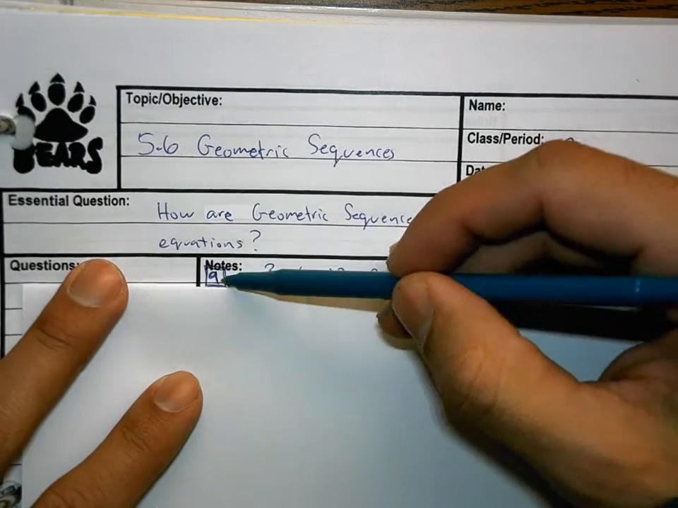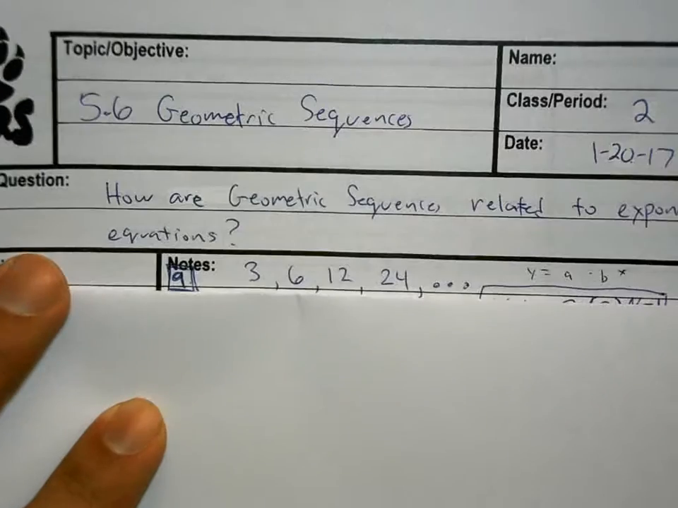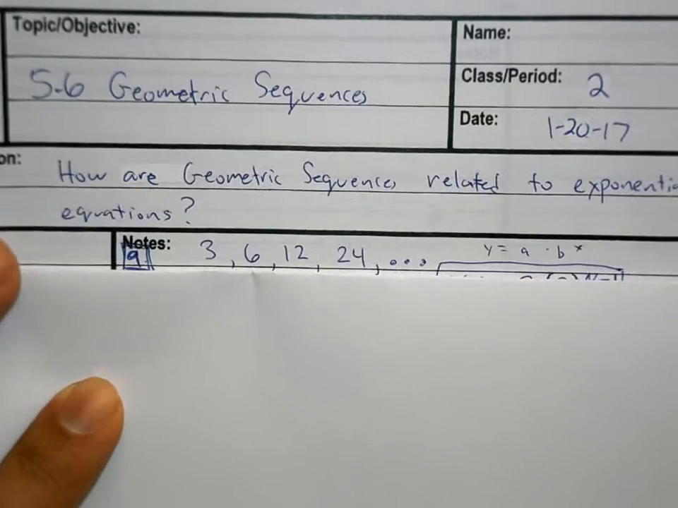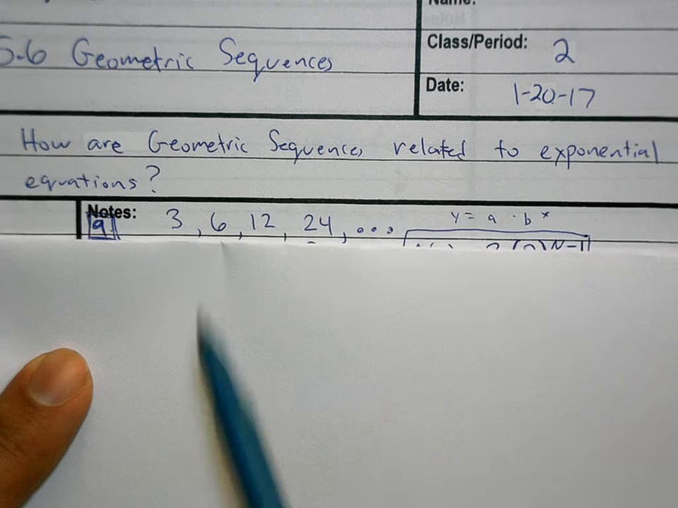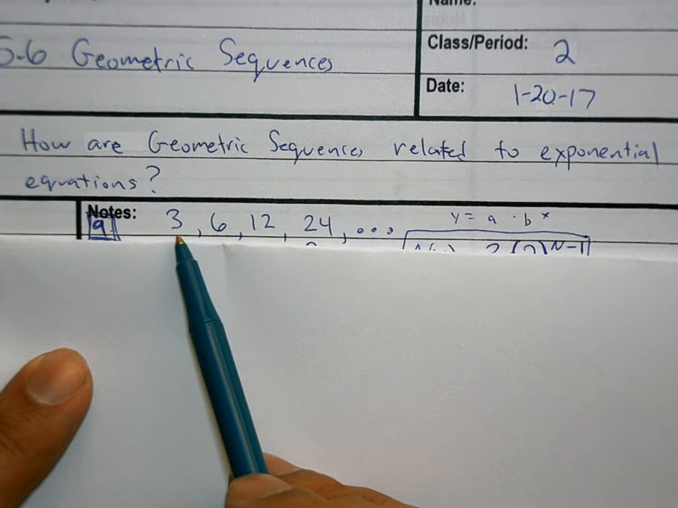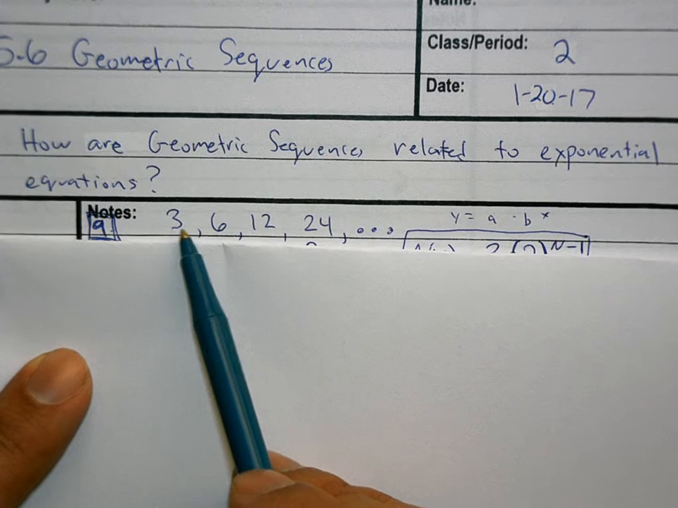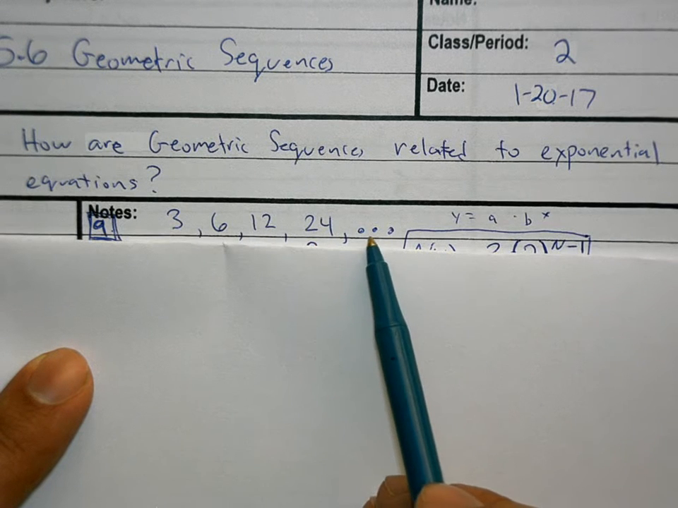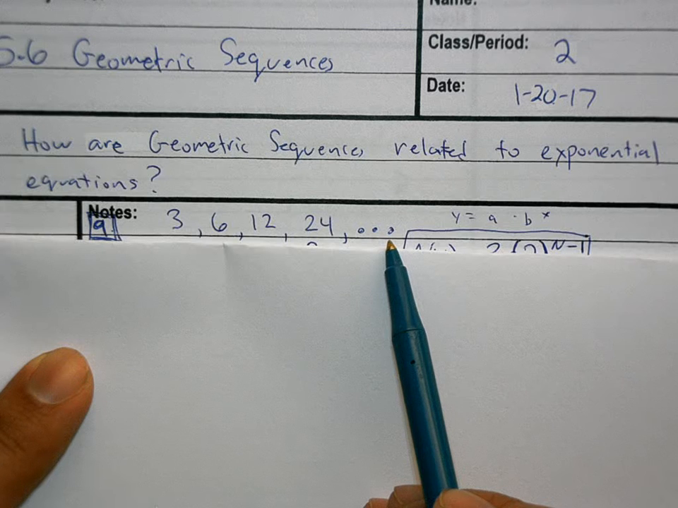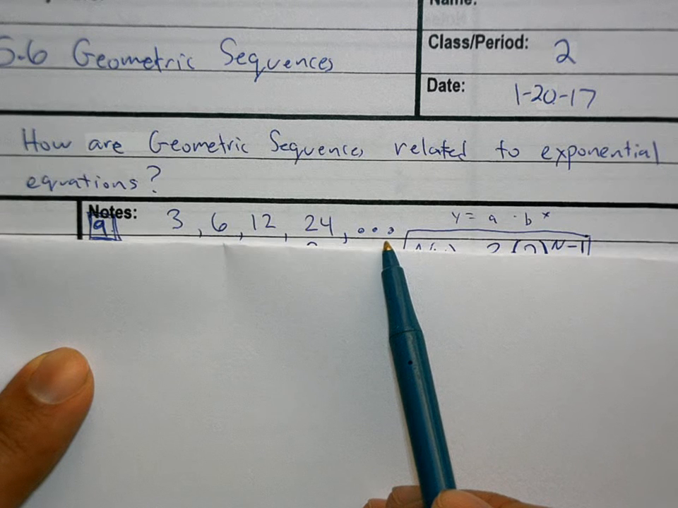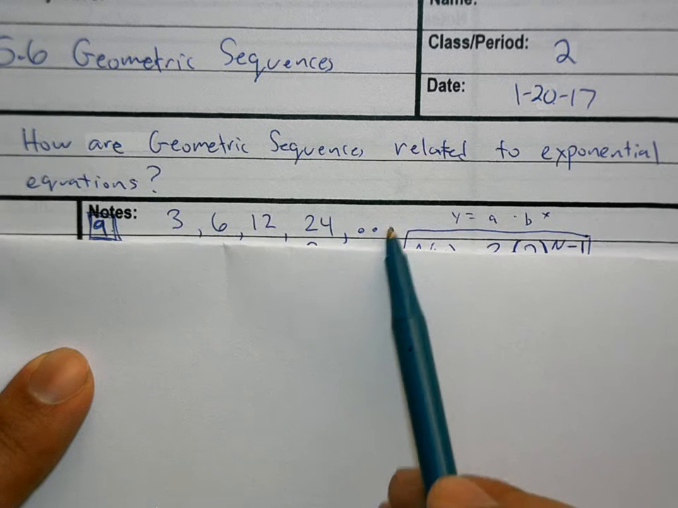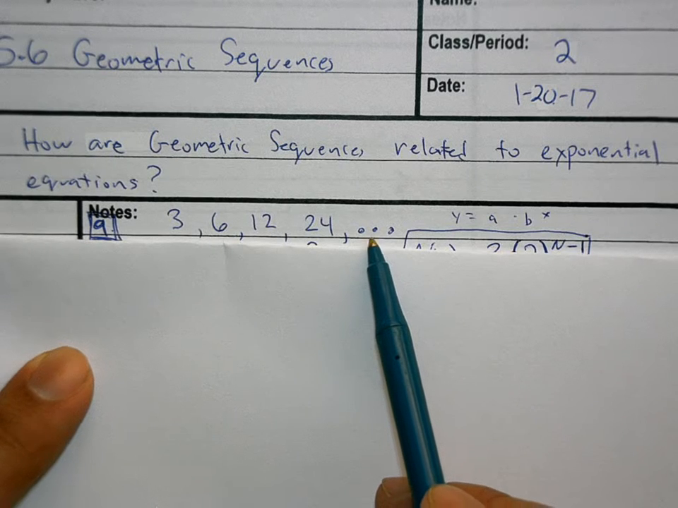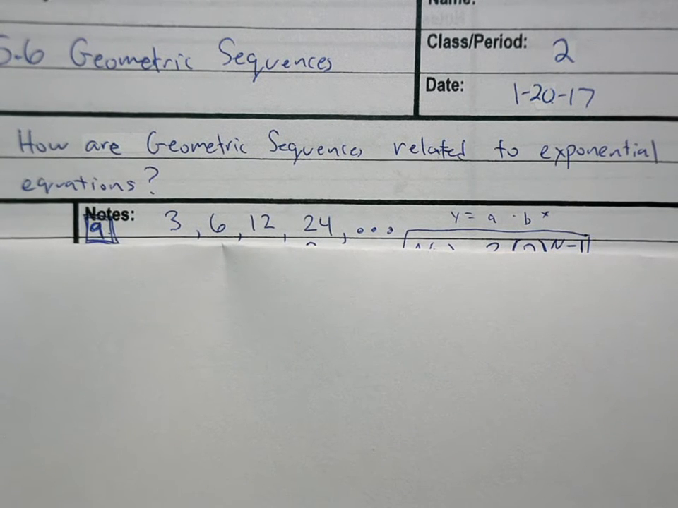This is like number 9 on your worksheet. On your worksheet, number 9, I have a sequence of numbers: 3, 6, 12, 24, dot dot dot, which means the pattern continues. I bet you know what the next number would be. If you know, say it out loud. 48. Awesome. If you said 48, you are correct.